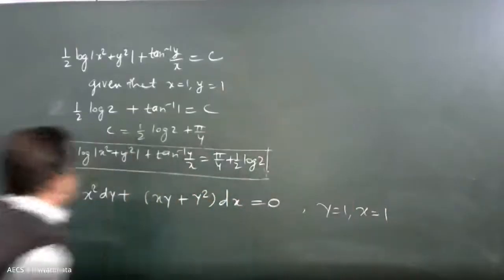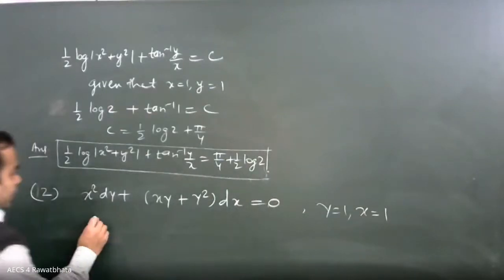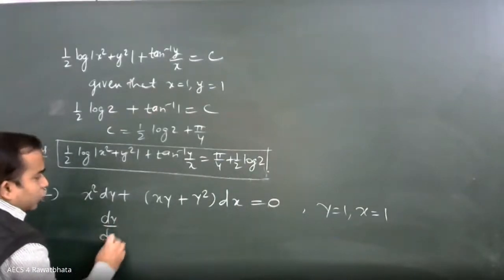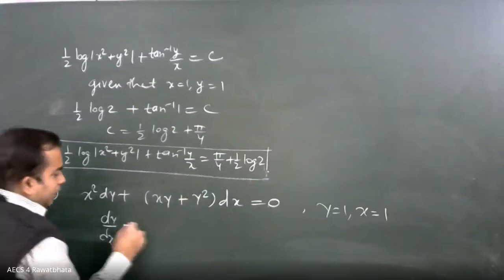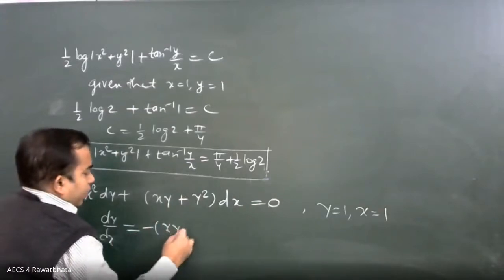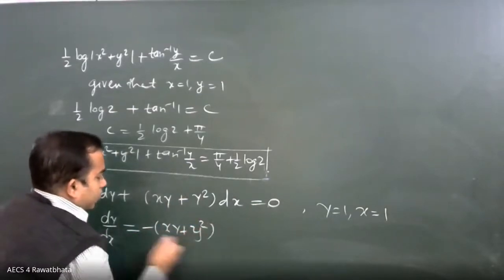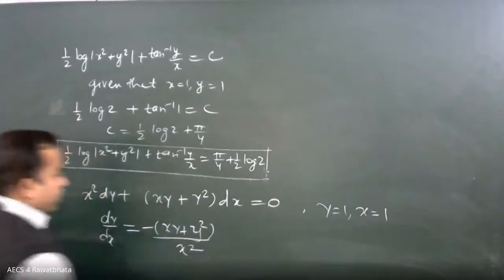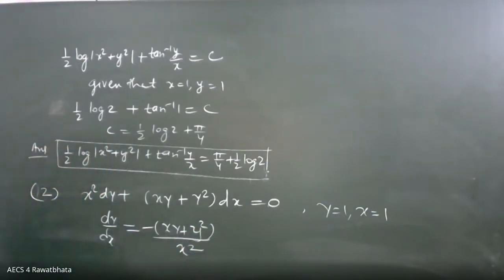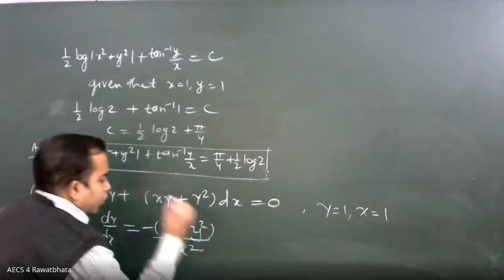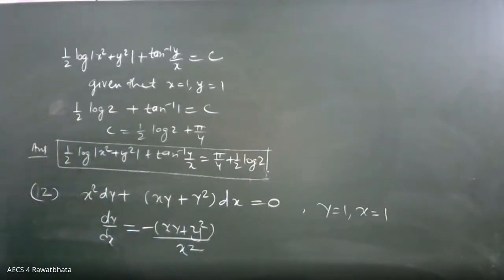Okay. Let us find dy upon dx. Shifting this term on the other side will give me this value. It is also homogeneous. The degree of each term in the numerator is 2, and the degree of each term in the denominator is 2. It is homogeneous. Let us solve.